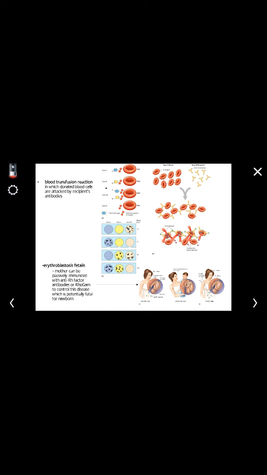So the mother, there can be some placental leaking across, and then you get reactions like this in the blood.